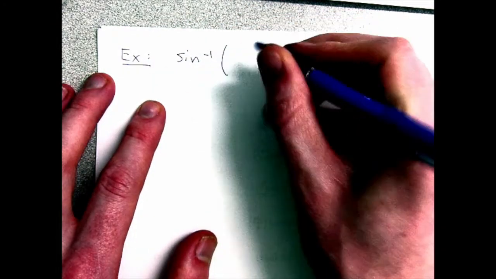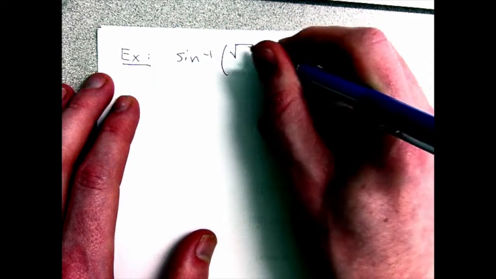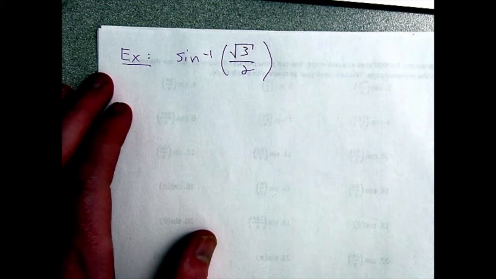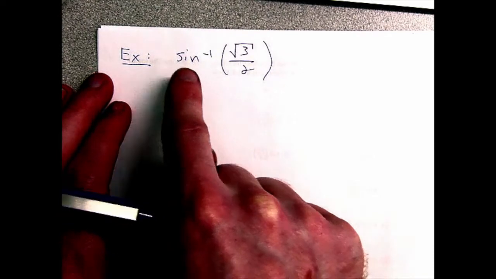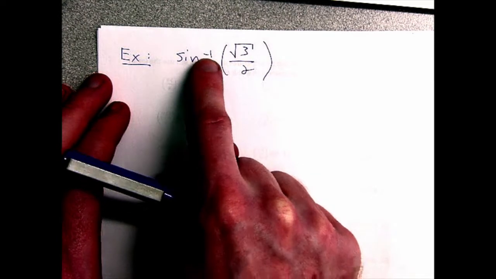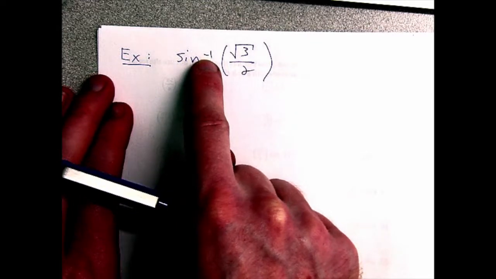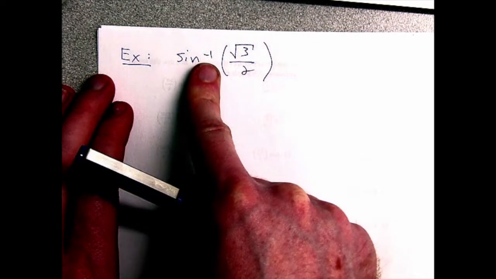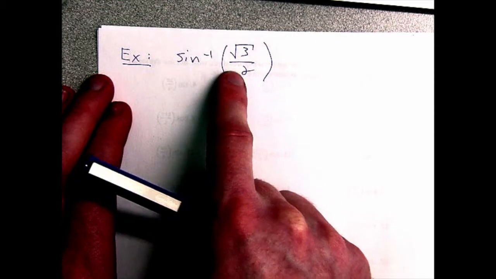All right, so let's do a few examples. Let's consider the inverse sine of, let's say, root 3 over 2. Whenever you see an inverse trig function, and this is an inverse trig function because of the -1 here, you should always remind yourself what kind of an answer this thing is going to produce.